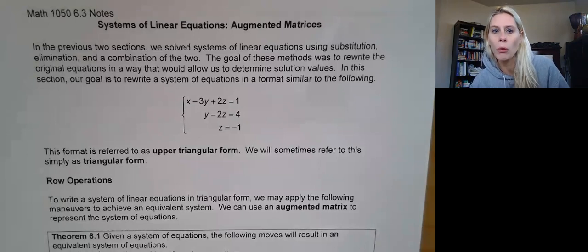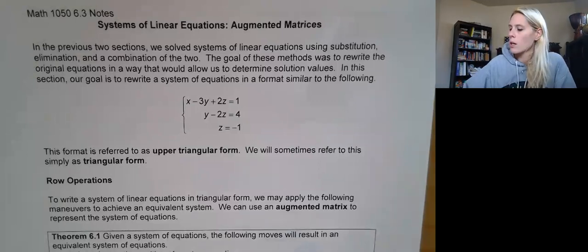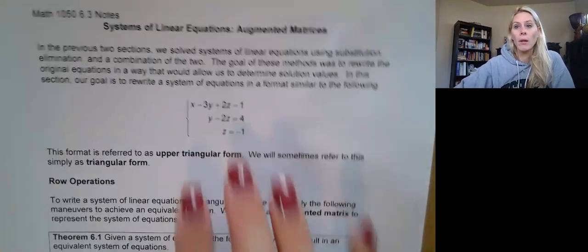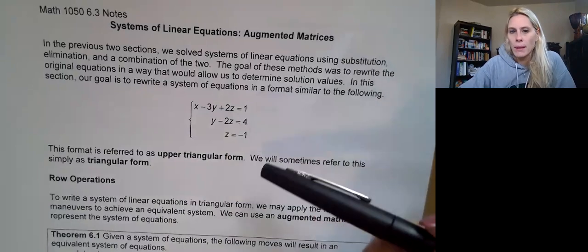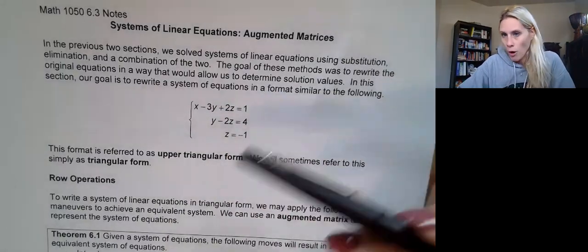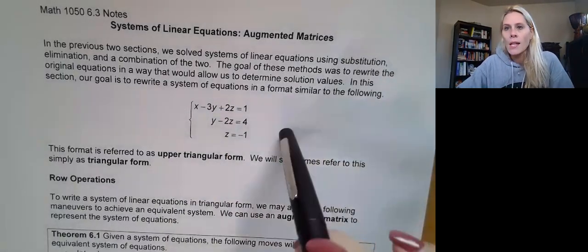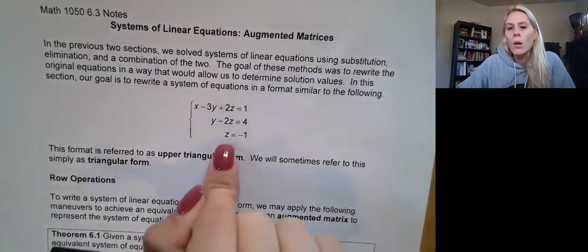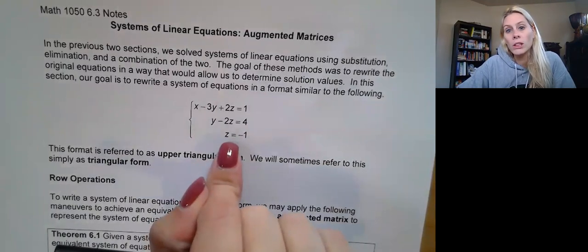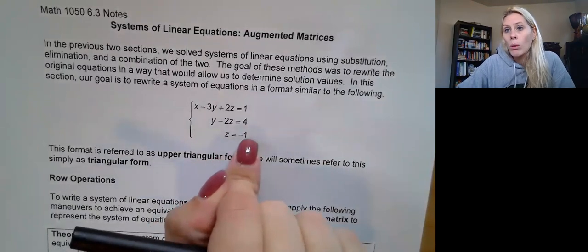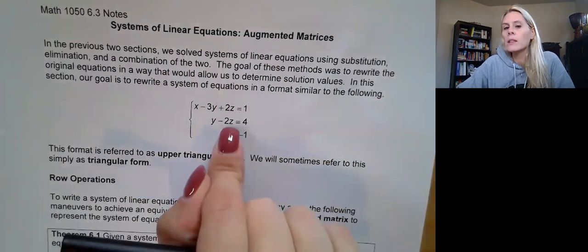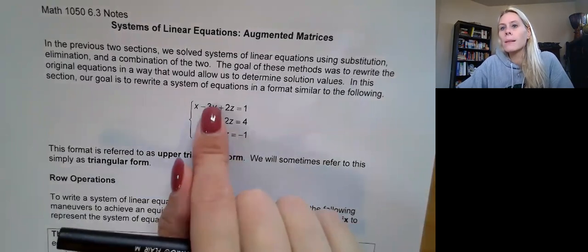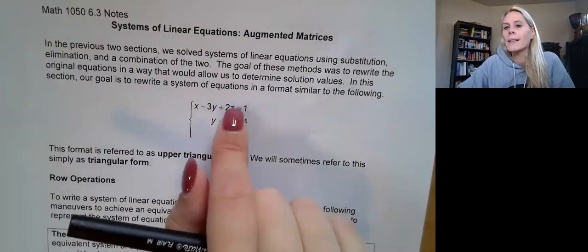And what we're actually going to do is look at this form that is either called upper triangle form or triangle form. Okay, well, why is that? Well, if you look at this formatting of the equations right here, this allows us to find the solution very easily, because right here in the bottom, the last equation, we have z equals -1. Well, if we know z is -1, then we can substitute in and solve for y. And then if we have y, we can then substitute in the top equation for y and z and find x.